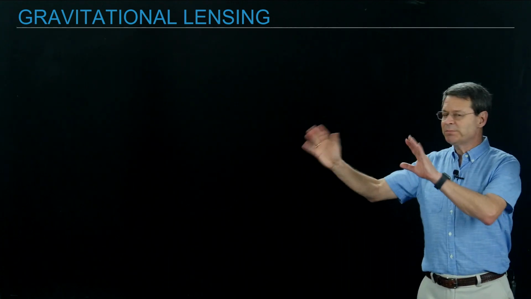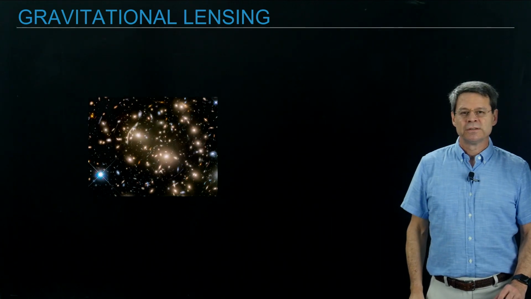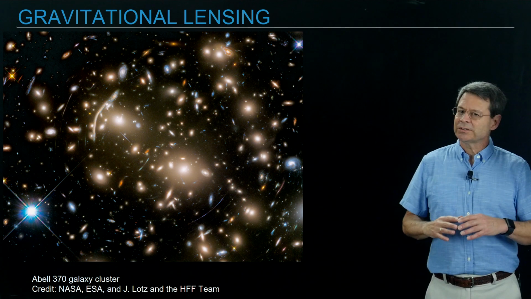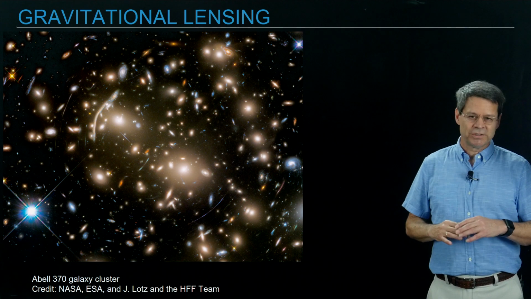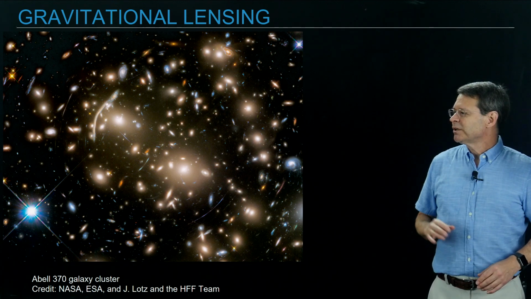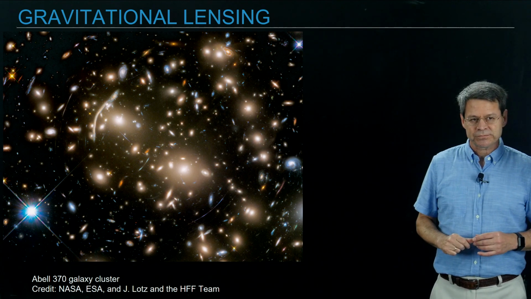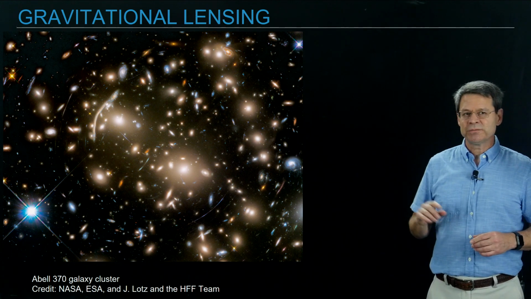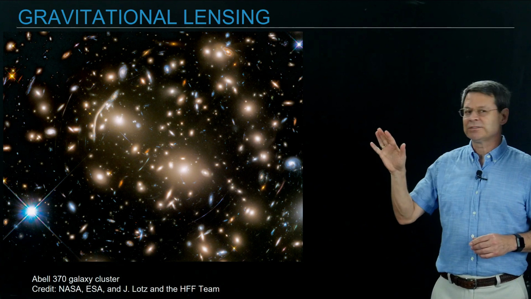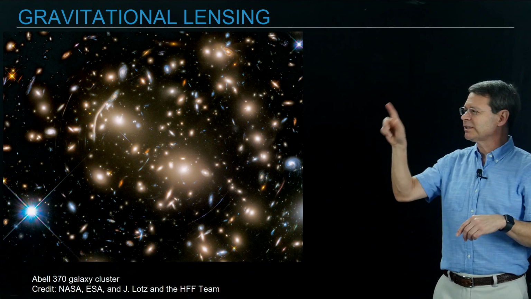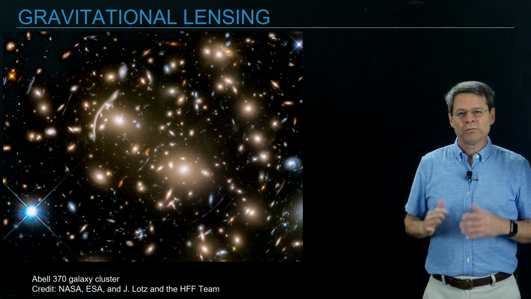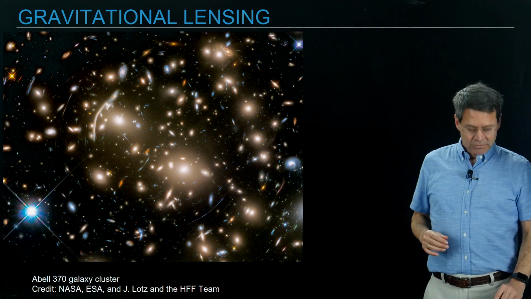So let's look deep into the universe. If you look deep into the universe, you'll see lots and lots of galaxies, a huge number of galaxies. But if you look at this image here from the Hubble Space Telescope, you'll see some distortion. Some galaxies look very stretched out. They look like wisps of string or something like that. What's going on there?